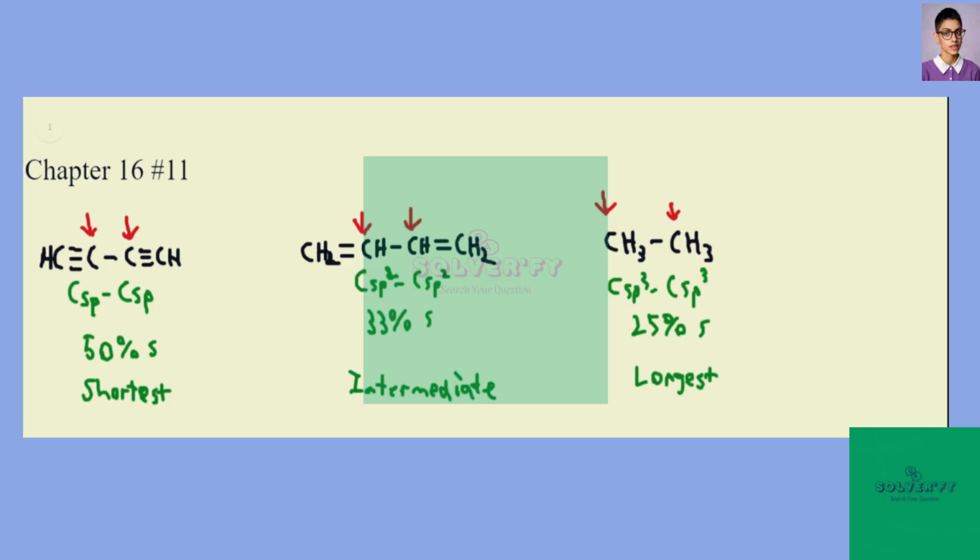All right, and so that's how to solve this problem. We're specifically told to consider hybridization. And so we need to look at the hybridization of the carbons that are participating in the single bonds that we're looking at, and then use those hybridizations to determine what percent S character these bonds have. And then once we know that, we can rank them from shortest to longest. And that's the answer to Chapter 16.